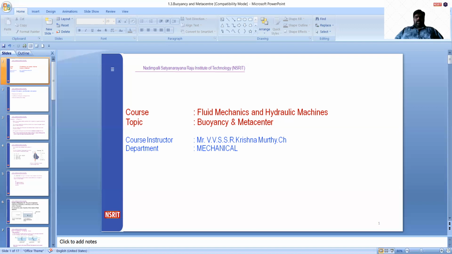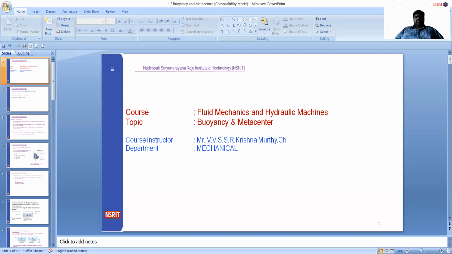So we know that FB is equal to the weight of the fluid displaced, gamma V, into BM theta. On simplifying, we get BM, the metacentric height, as the moment of inertia divided by the volume of the liquid. So GM is equal to BM minus BG.